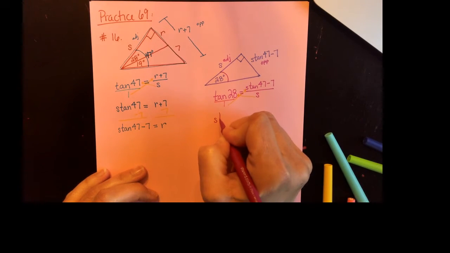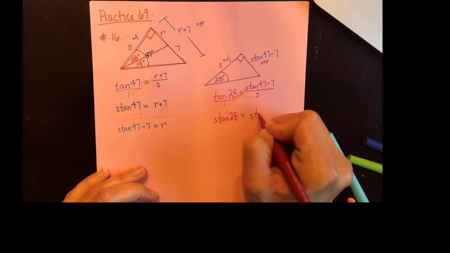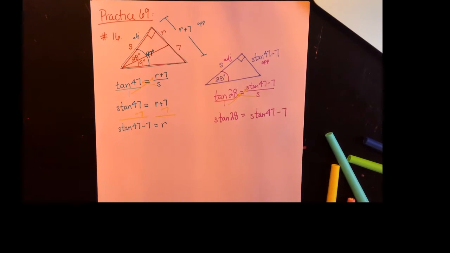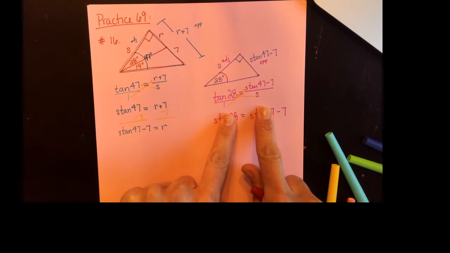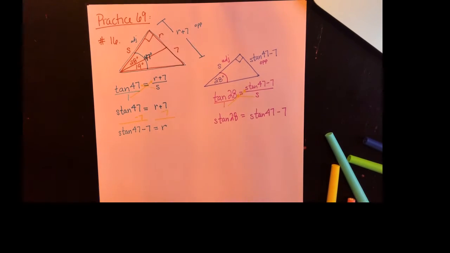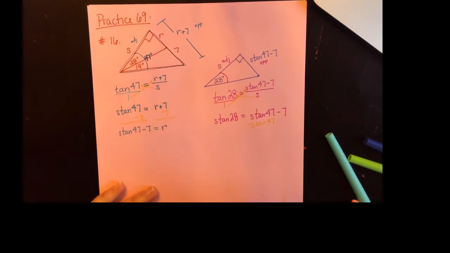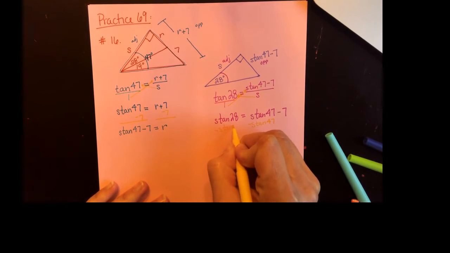S goes out front: s tangent 28 equals s tangent 47 minus 7. Now we kind of dealt with this when we worked with logarithms and we were trying to solve for a value. Notice how I have like terms. Remember, this is s times a number, and this is s times a number. So let's bring all those s's to this side. We're going to subtract s tangent 47, so s times that decimal, from both sides of our equal sign.